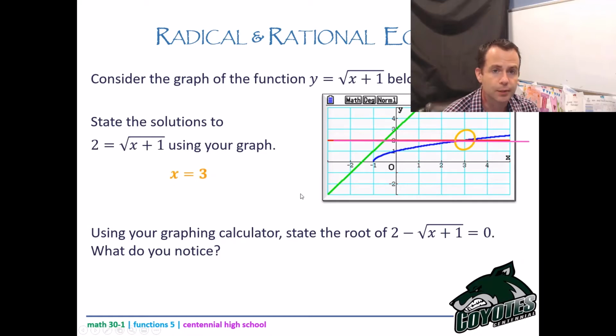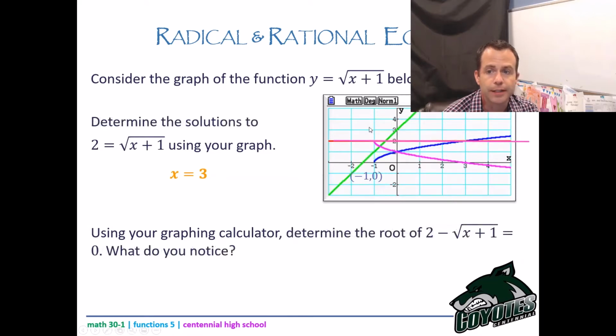There, so we have x equals 3, okay? Now, using your graphing calculator, state the root of 2 minus the root of x plus 1 equals 0, okay? So now, if I graphed 2 minus the root of x plus 1, I'm going to get this purple graph that has appeared here. You can follow it with my mouse, okay? And I can see that when it equals 0, that's also 3.